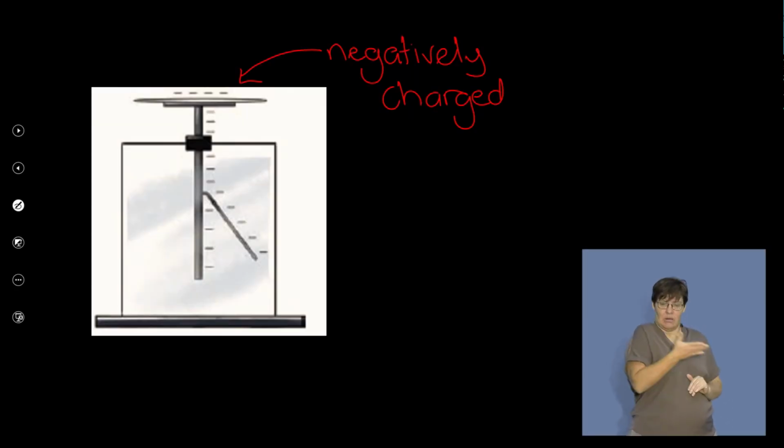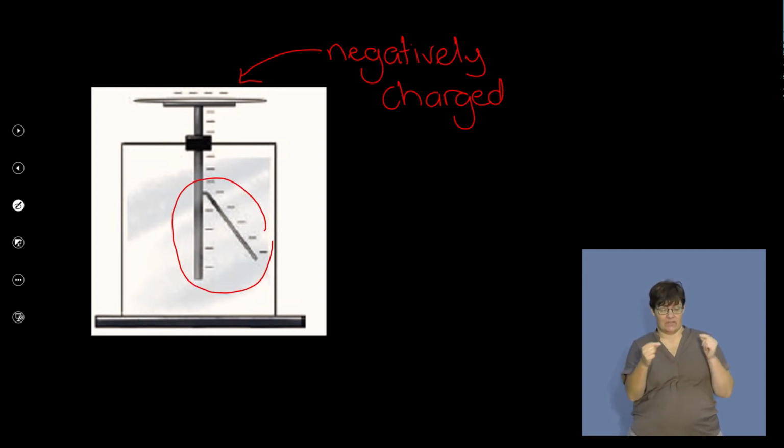What's important here is that the gold leaf and the conducting plate are away from each other. They're both negative, so the gold leaf's repelled from the conducting plate. They're not attracted to each other.